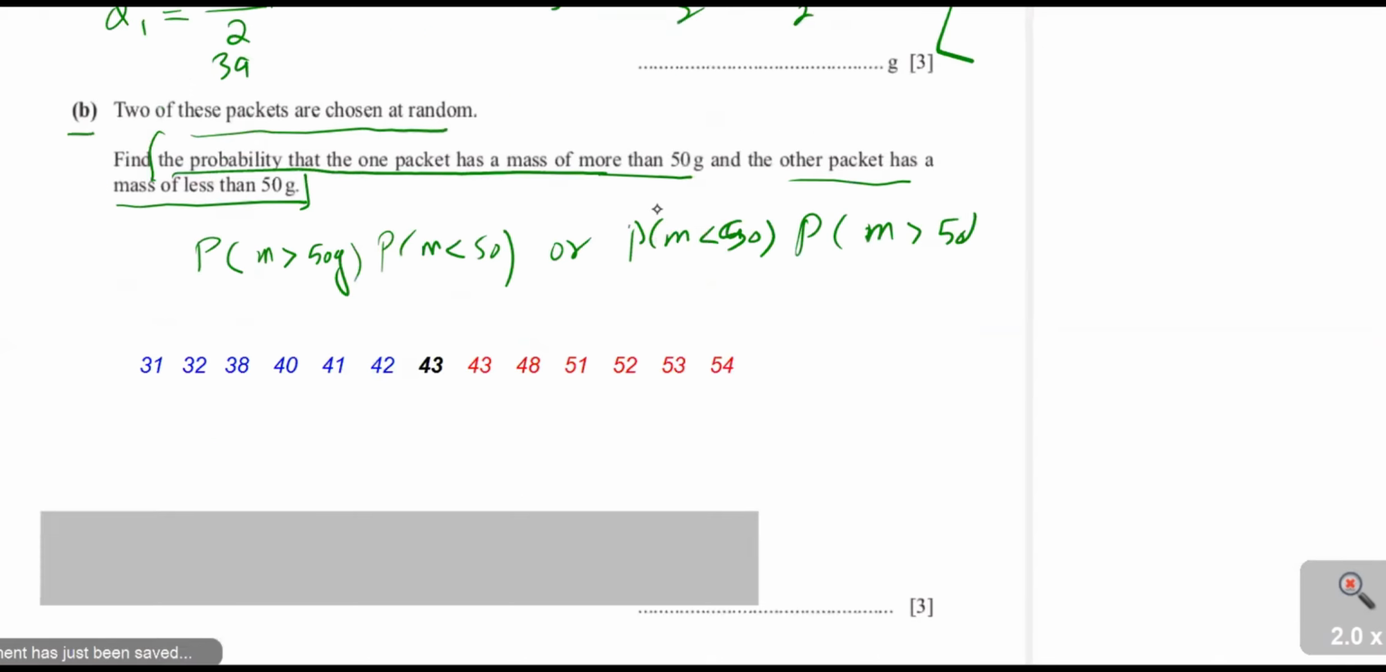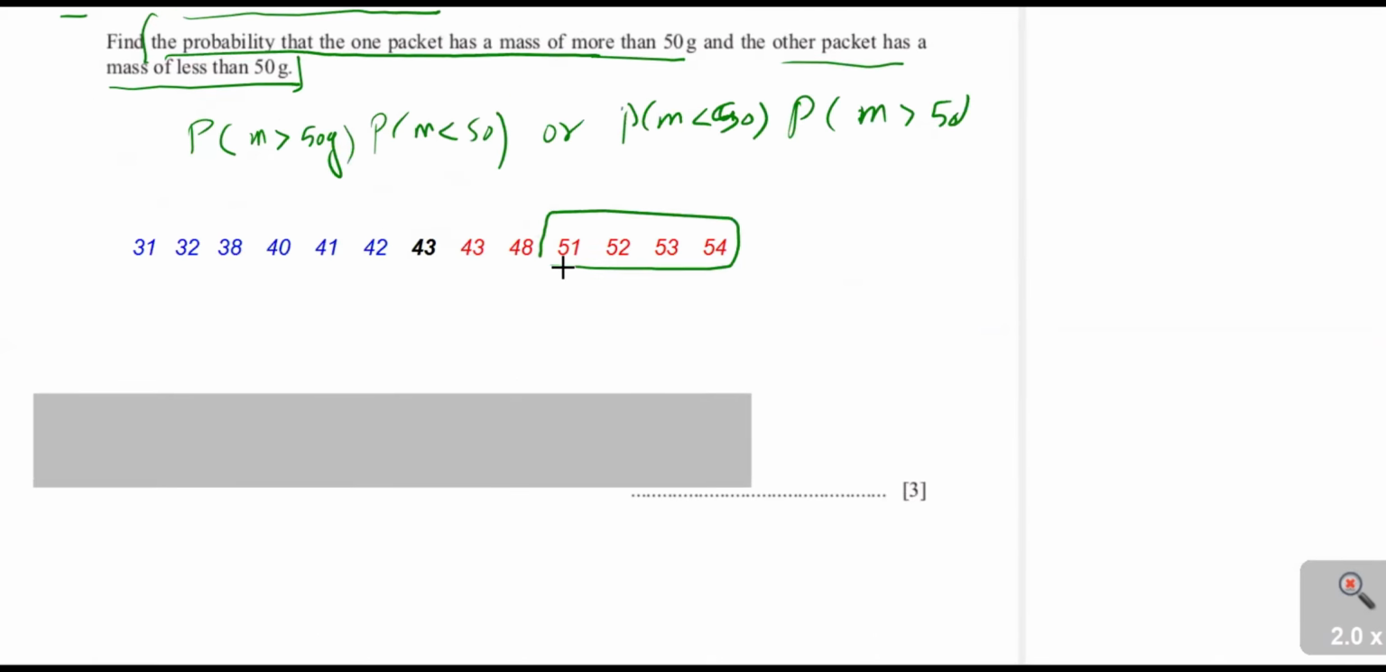Look here, there are four values having a mass greater than 50. Therefore, this probability will be 4 out of 13 packets having a mass more than 50 gram. The probability will be 4 over 13. Now we choose the other packet. This probability is that the mass is less than 50 gram. Look here, the number of packets having a mass less than 50 gram is 9 packets.